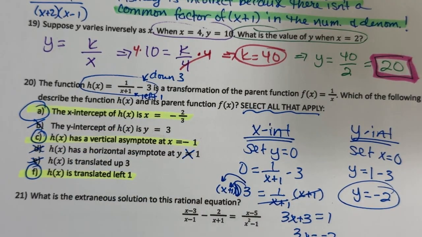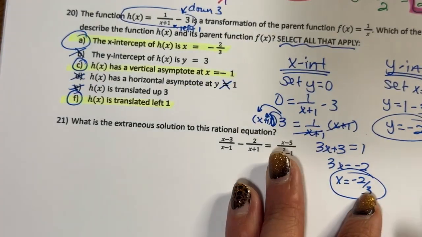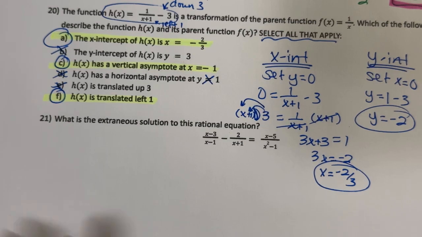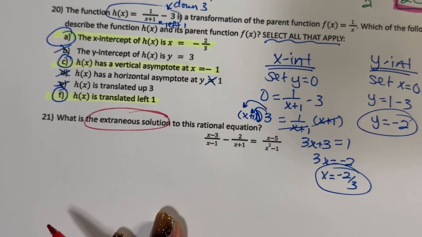All right, and then number 21. Is that the last one? Oh, it has 22. 2 more. So it says, what is the extraneous solution to the rational equation? OMG, it wants an extraneous solution, the one that we get that doesn't work.